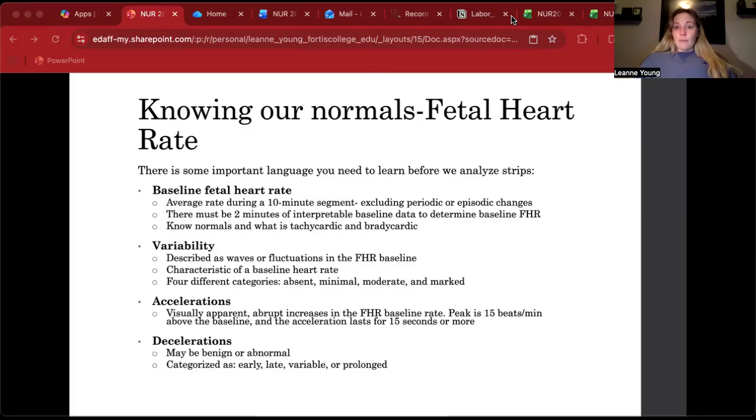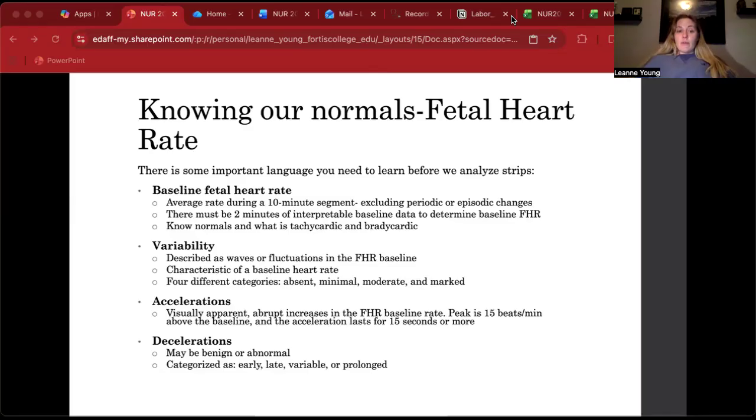Absent is not good. We're probably having a C-section. Minimal just means that there's only slight deviations in the baseline, not super active. Moderate is usually what we want. That's our gold standard, what the normal would be. And then marked is just there's a lot of deviations from the baseline to the point where we can't even tell what baseline is because there's so many changes.